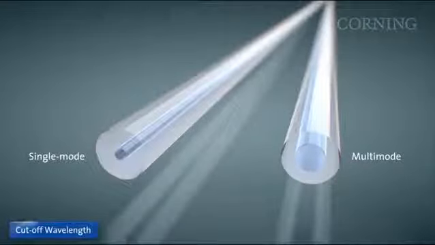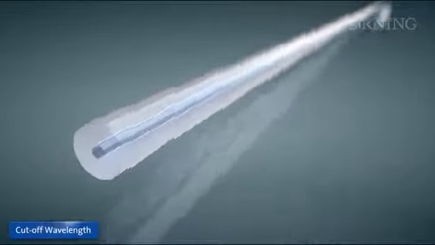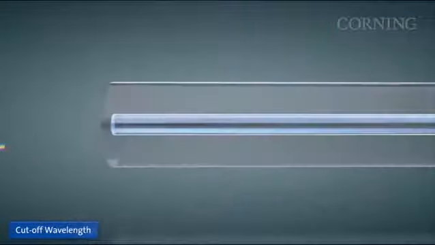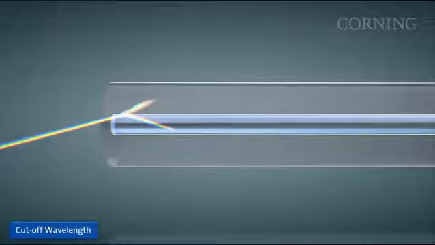Two additional characteristics of single-mode fiber that are important are cutoff wavelength and mode field diameter. Cutoff wavelength is the wavelength above which a fiber will support only a single mode. Wavelengths below the cutoff support two or more modes. The cutoff wavelength is determined by the fiber's refractive index profile, the length and bend of the fiber, as well as the cabling process and deployment conditions encountered during use.